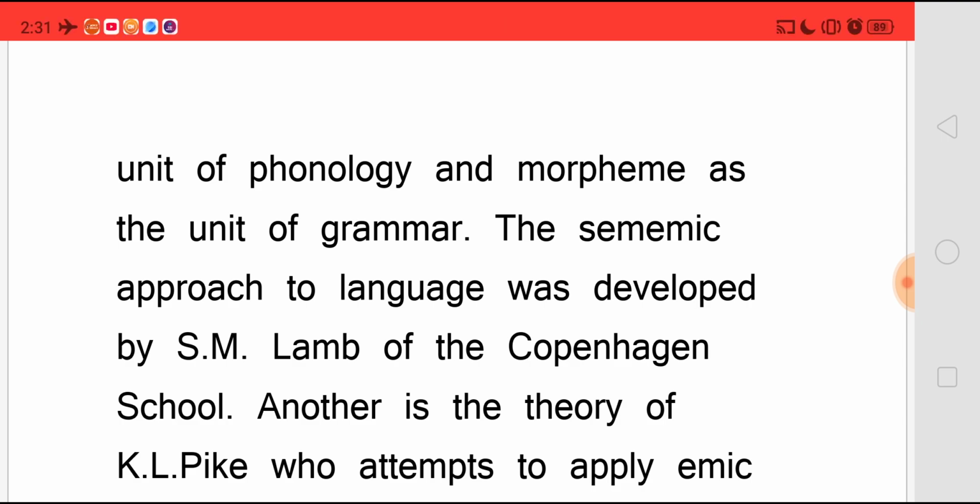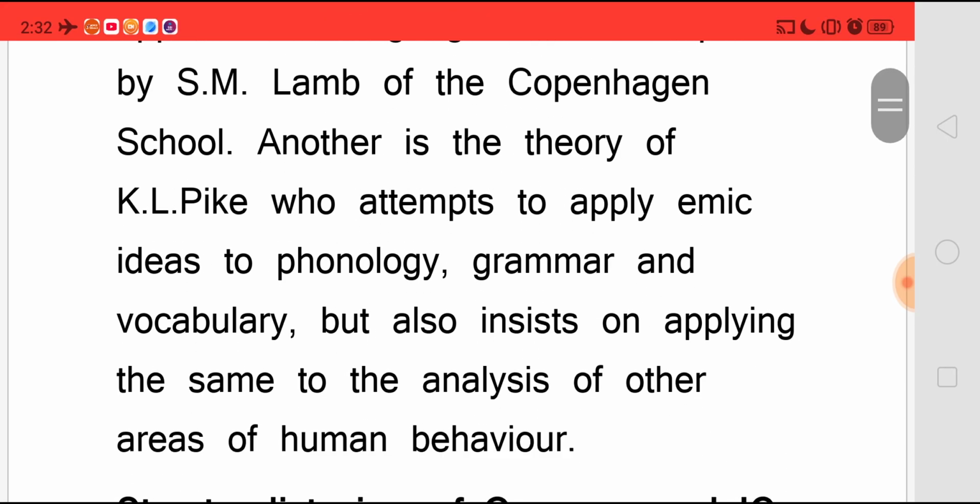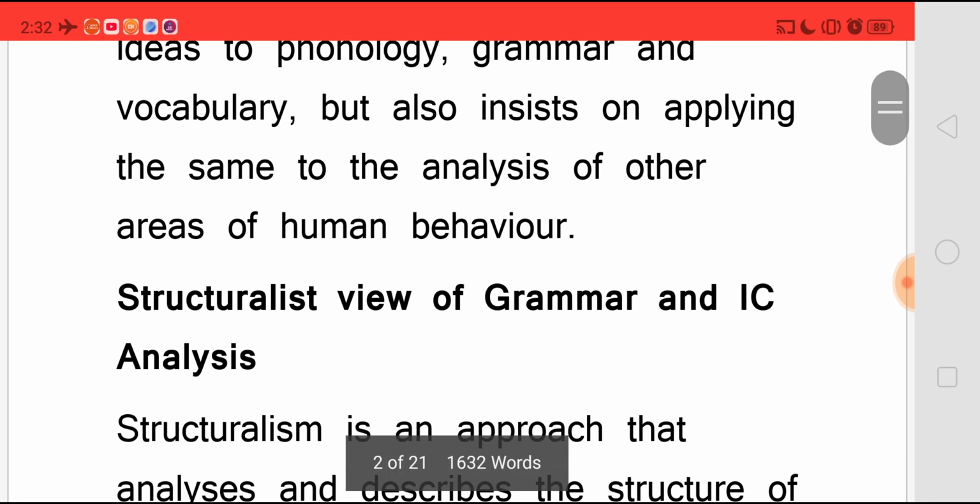The sememic approach of language was developed by S.M. Lamb of the Copenhagen School. And another is the theory of K.L. Pike, who attempts to apply emic ideas of phonology, grammar, and vocabulary, but he also insists on applying the same to the analysis of other areas of human behavior.